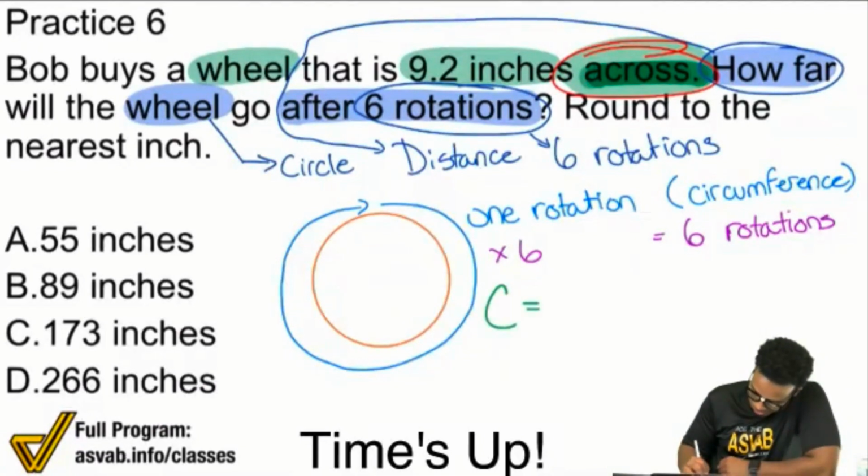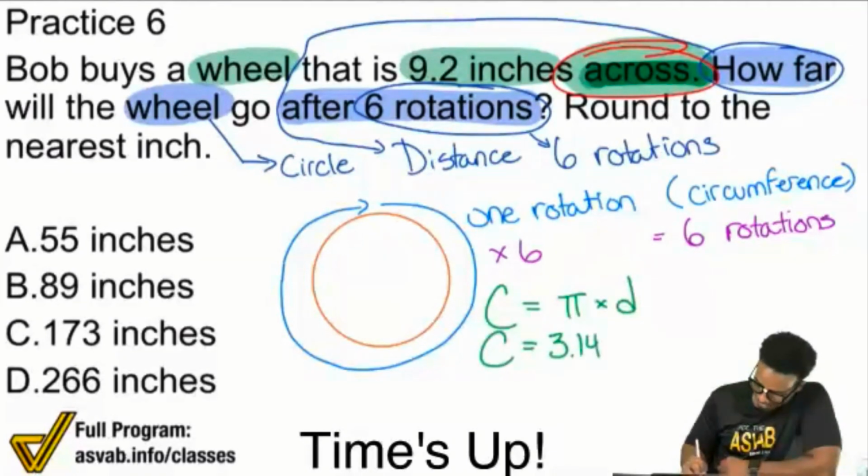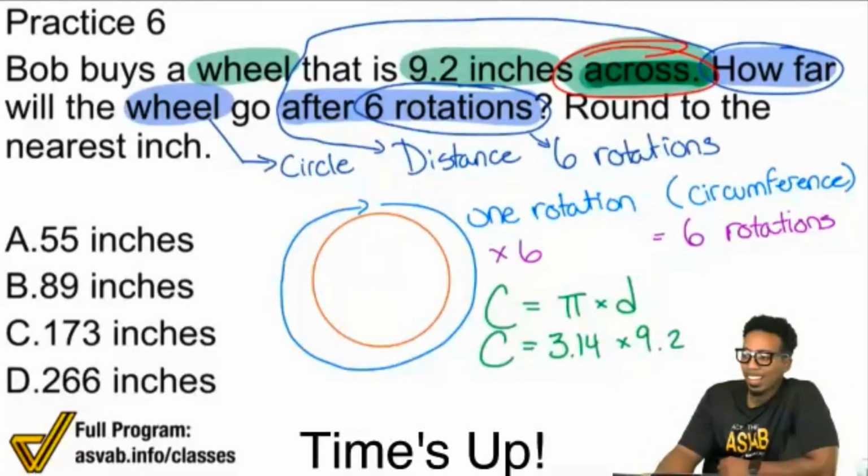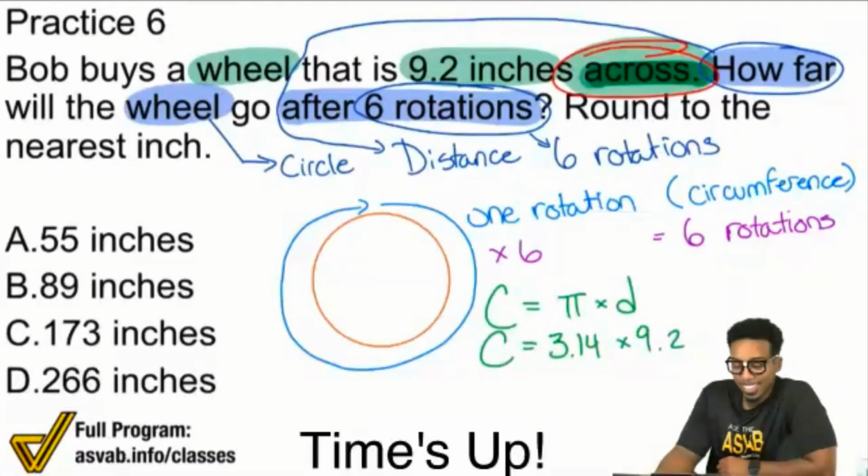So that's what we're going to use here. C equals pi multiplied by D. And that's going to be C equals 3.14 multiplied by 9.2. That's going to be it right there. And then from there, we're going to go and grab that number. And we're going to go ahead and multiply it by 6. And we're done.